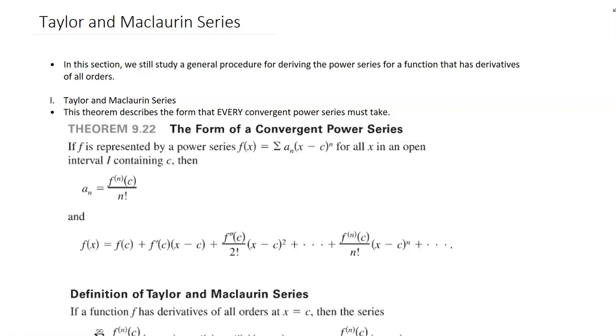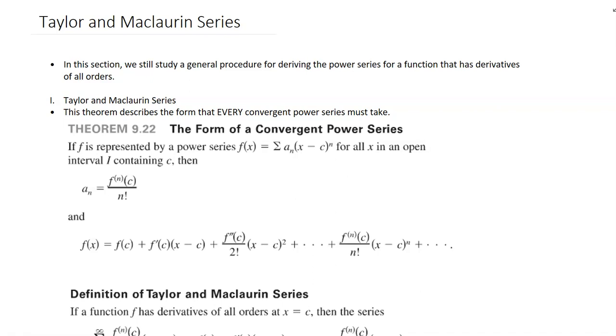So if f is represented by a power series, f of x equals the sum of a sub n times x minus c to the nth power, for all x in an open interval I containing c, then a sub n can be written as the nth derivative of f at c divided by n factorial. And f of x can be written as f of c plus f prime of c times x minus c to the first power plus f double prime of c divided by 2 factorial times x minus c squared, all the way down to the nth derivative and the nth power, all the way to infinity.